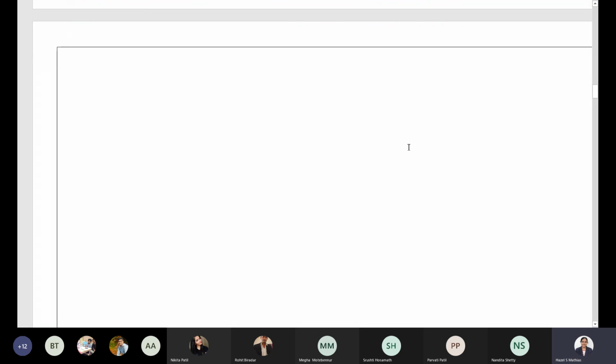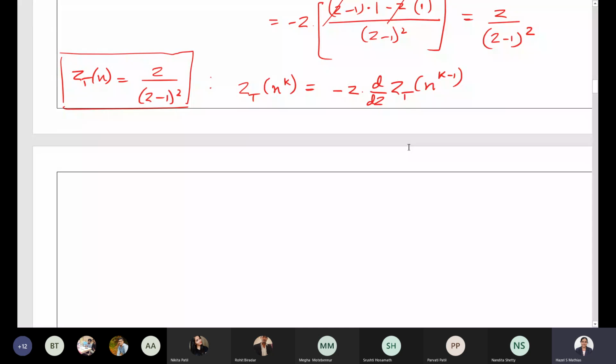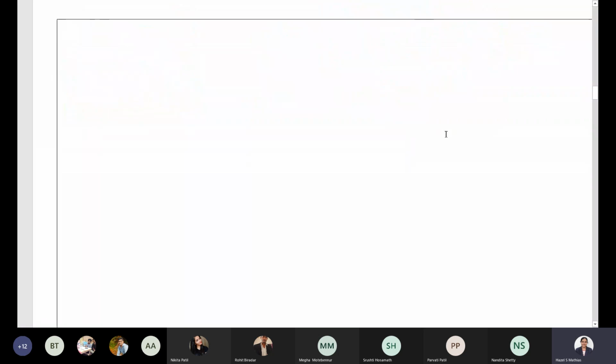Now, just now we have found Z transform of n. You just need to remember this. You need not know the formula, nor the proof of it. Next, the fourth one, Z transform of n square. Similarly we will apply that property.